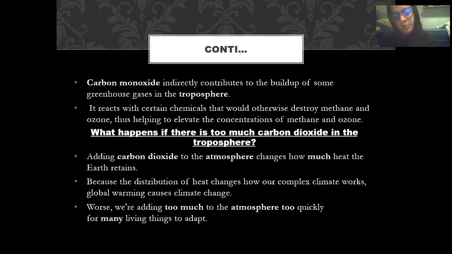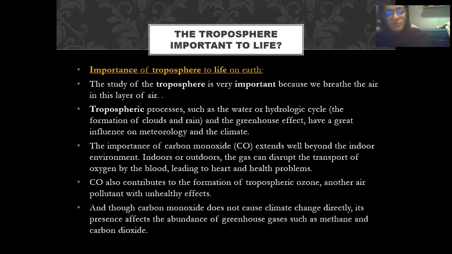What happens if there is too much carbon monoxide in the troposphere? Let's say adding more carbon dioxide to the atmosphere changes how much heat Earth retains, because the distribution of heat changes how the complex climate works. Global warming, like the temperature will increase. Worse, adding too much to the atmosphere too quickly affects living things.